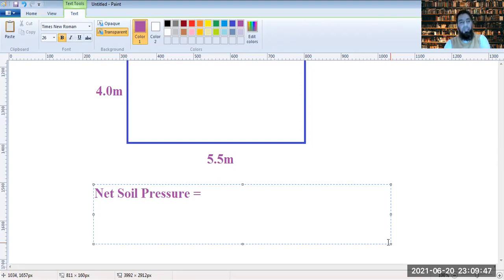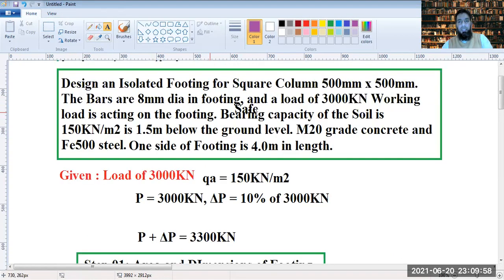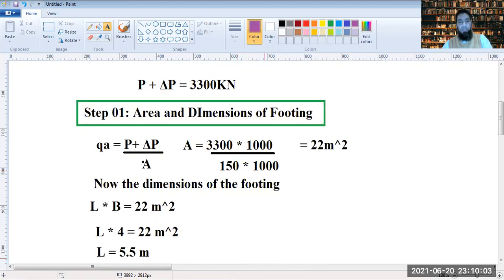So, what is the net soil pressure on the footing? What's the total load actually onto the footing here? What was the amount of load that was acting? That was 3300. Yes, it was 3300, but that included the weight of the footing itself. So while calculating the net soil pressure, we do not need to add the value of the soil pressure.